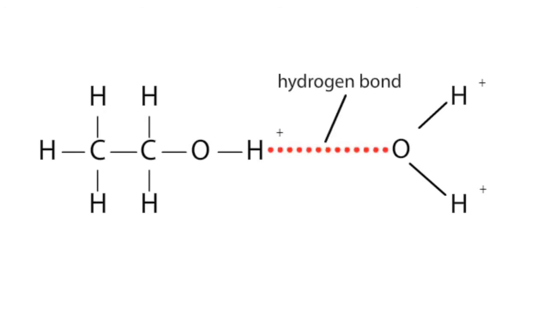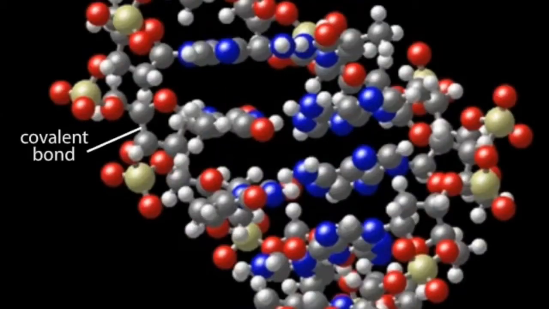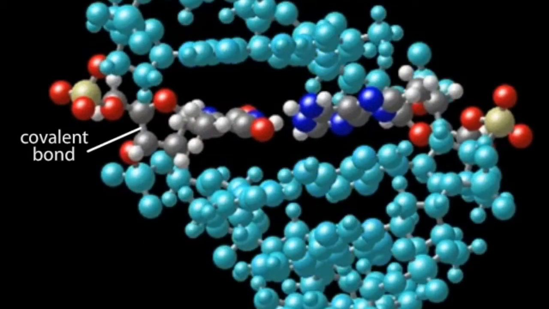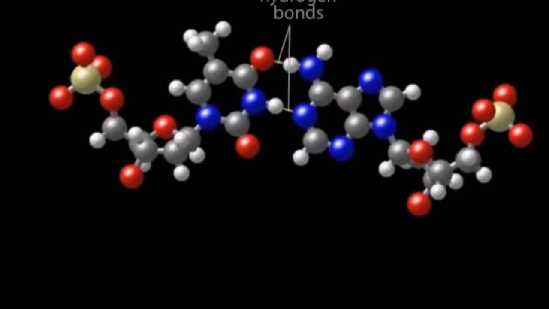The structures of many molecules, as well as their ability to dissolve in water, are based on the ability to form hydrogen bonds. A DNA molecule, for example, contains two strands of atoms. The bonds within each strand are covalent, but the two strands associate with each other through hydrogen bonds.